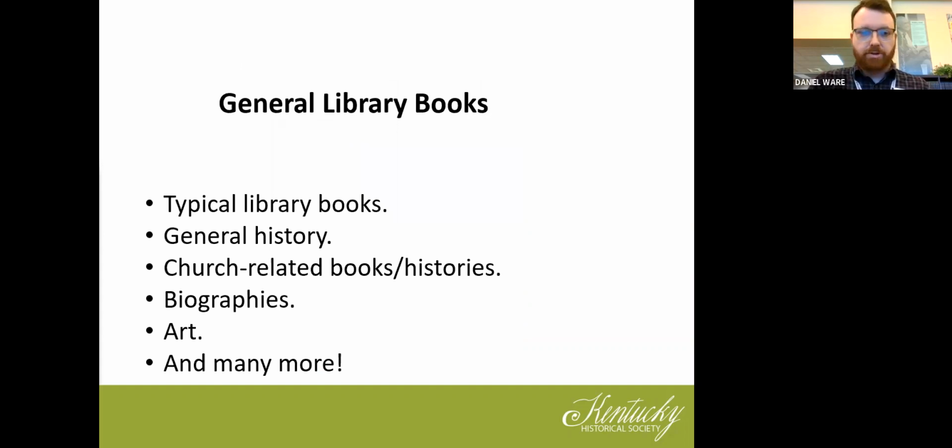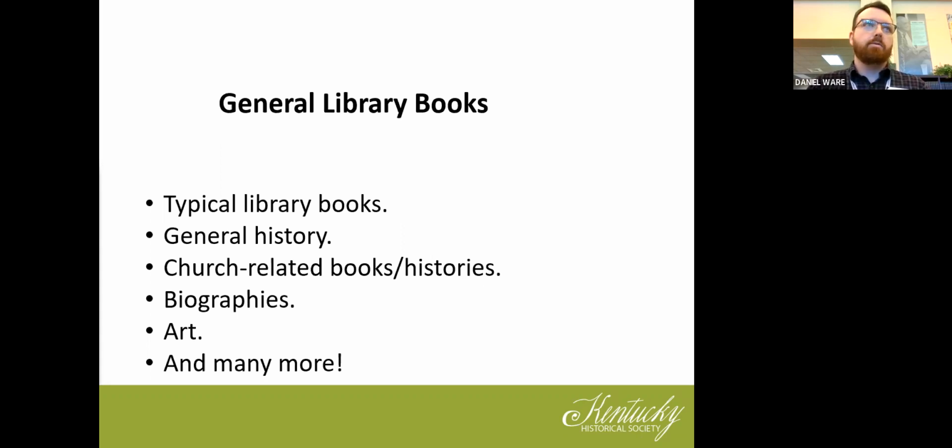And I do want to mention that we have the more general library books that you might find in other libraries, such as history books in general. We've got Kentucky history books. We've got books about the different wars. We do have church related books and histories.